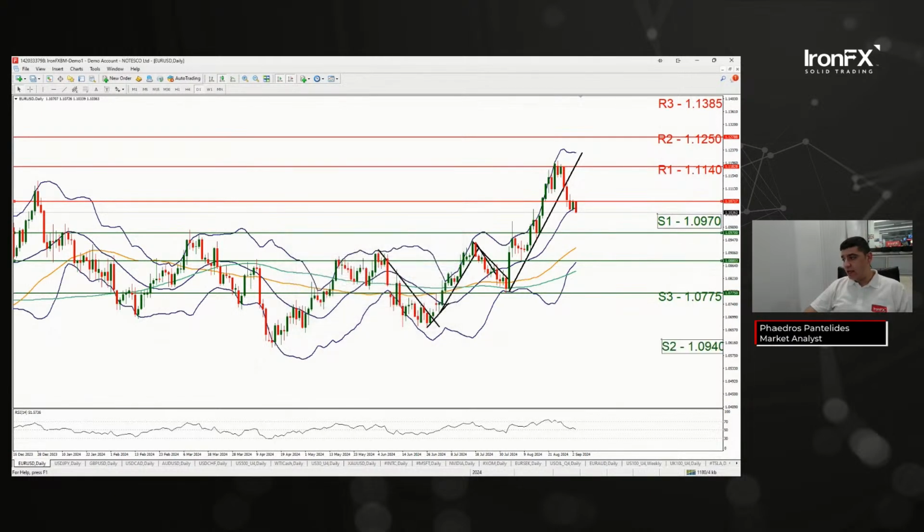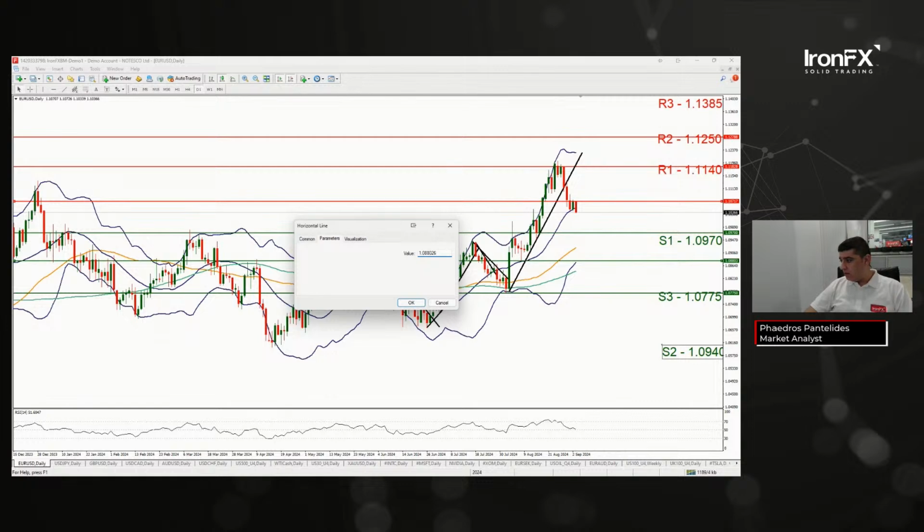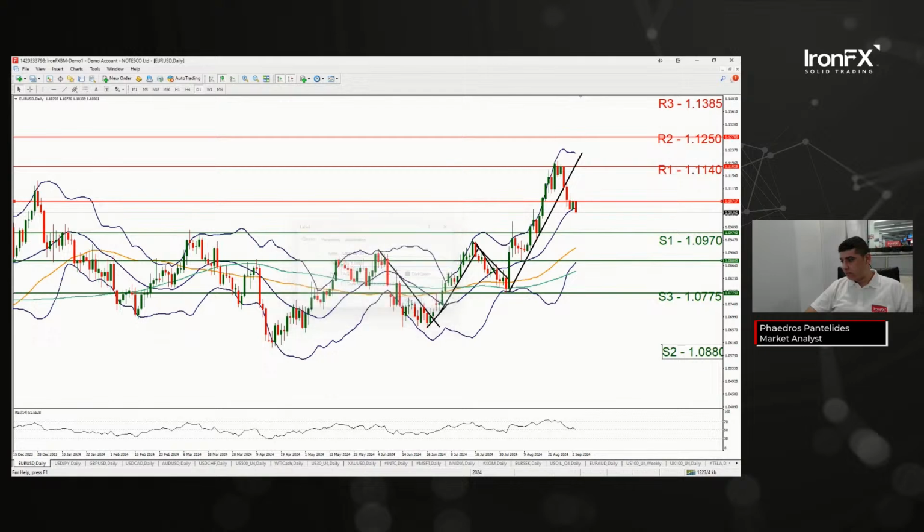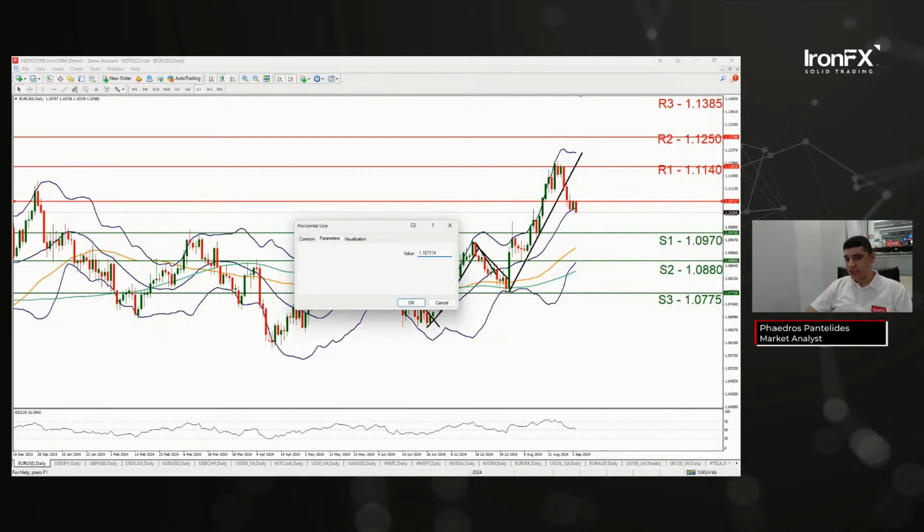We are on the daily chart as well, so that is worth noting. This is more of a macro outlook for the euro against the US dollar. For S2, we would be placing that at 1.0880. That would be my S2. And then S3 at 1.0775. So these are our support text labels. So you can see to the right hand of our MT4 platform, we have the support levels, and now we will be readjusting the resistance levels.